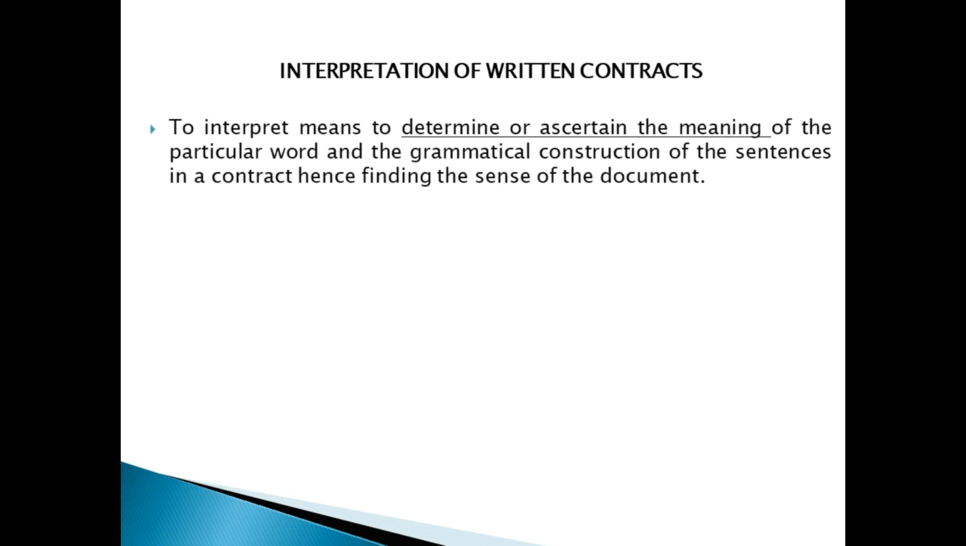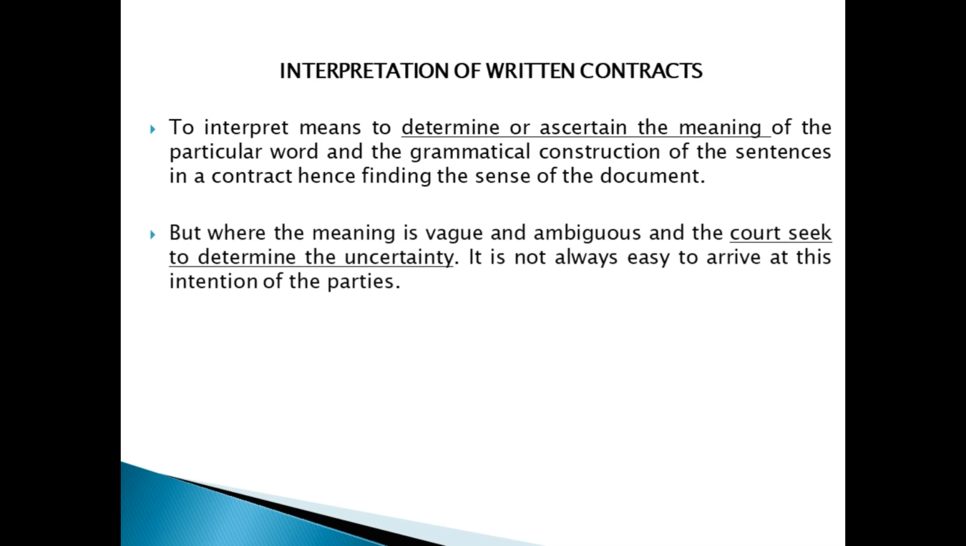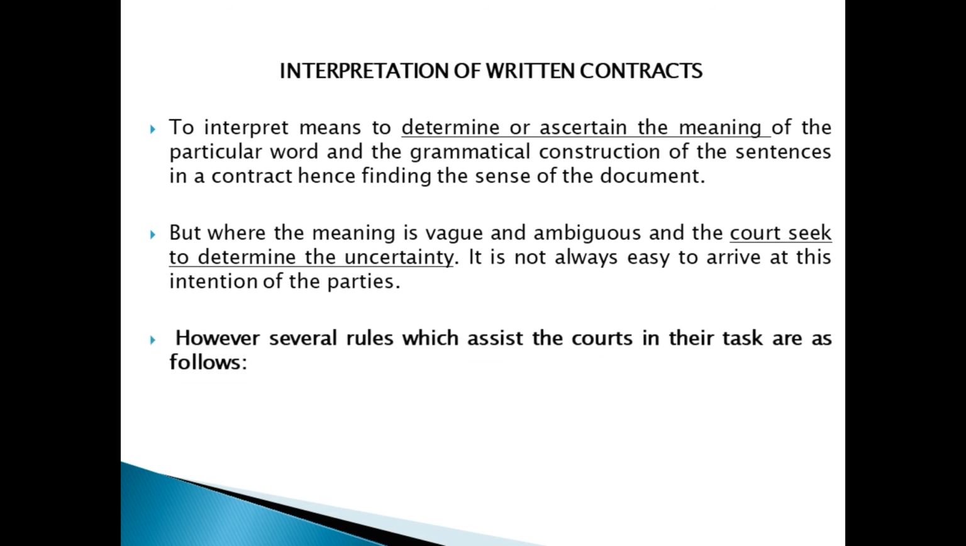Now, how do courts interpret written contracts? We are going to look at the interpretation of written contracts. To interpret means to determine or ascertain the meaning of a particular word or the grammatical construction of the sentences in a contract, hence finding the sense of the document. But where the meaning is vague and ambiguous and the court seeks to determine the uncertainty, it is not always easy to arrive at the intention of the parties. However, several rules which assist the courts in their tasks are as follows.